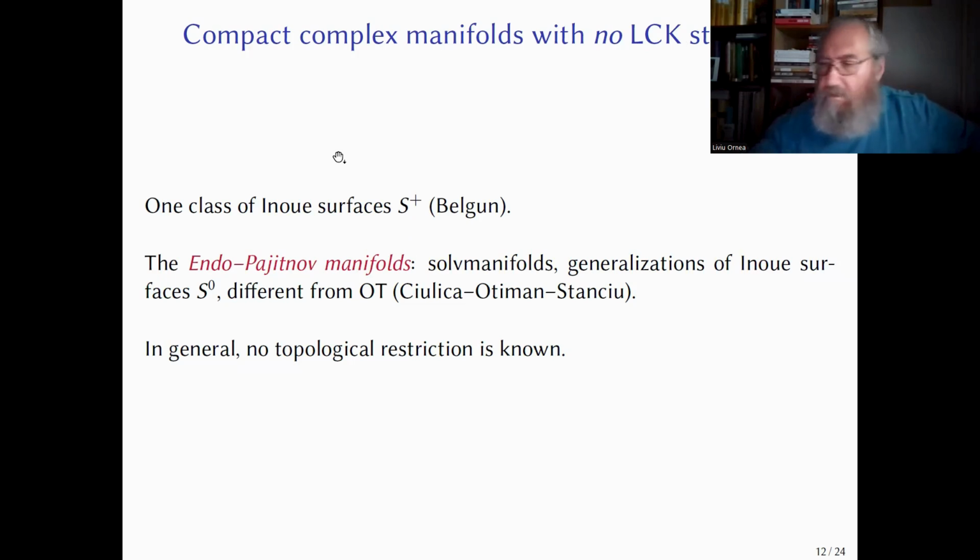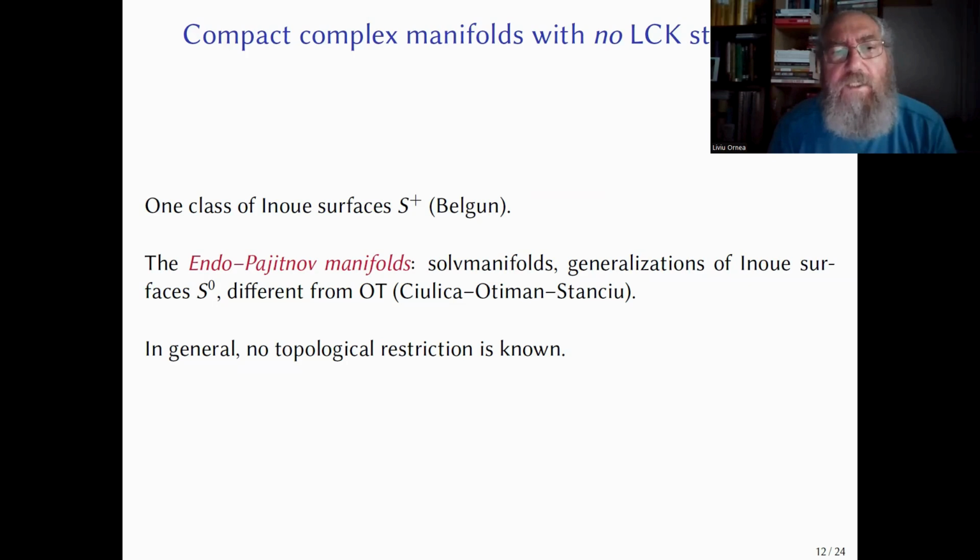Why is it important? Because we don't have, as in the Kähler case, a list of topological obstructions. For the general LCK case, we don't have such a list. So it's important to have specific examples where we know, with different kinds of proofs, that there is no LCK metric.